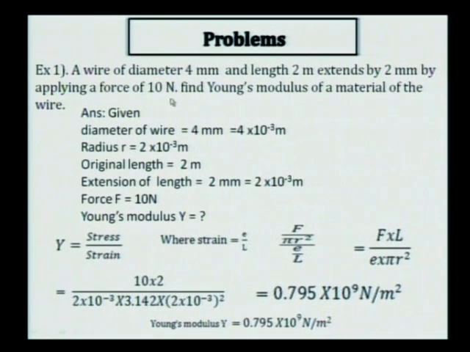That means in this example, a wire of diameter 4 mm and length 2 meter, radius 2 mm, on which the external applied force is 10 Newton, and you have to find the Young's modulus. You can find Young's modulus as stress by strain, that is Y is equal to mgL divided by pi r square into small l. Otherwise you can say mg is nothing but force. In this problem, direct force is given.